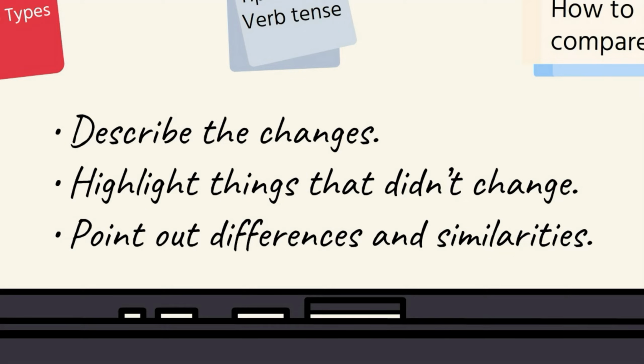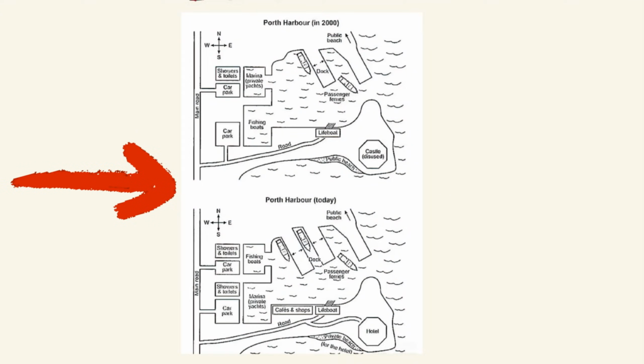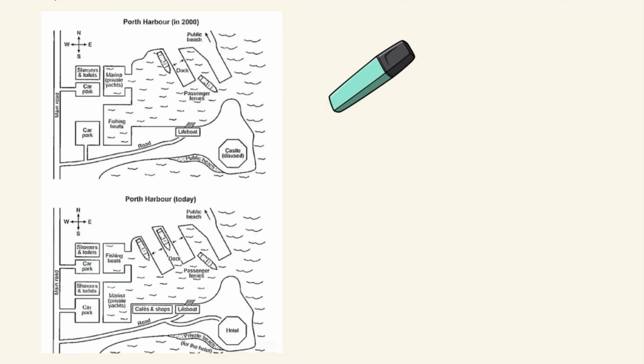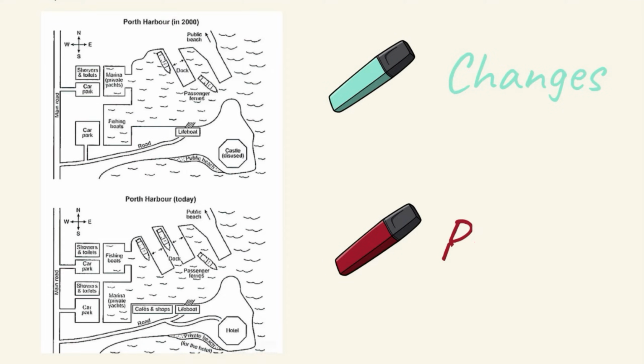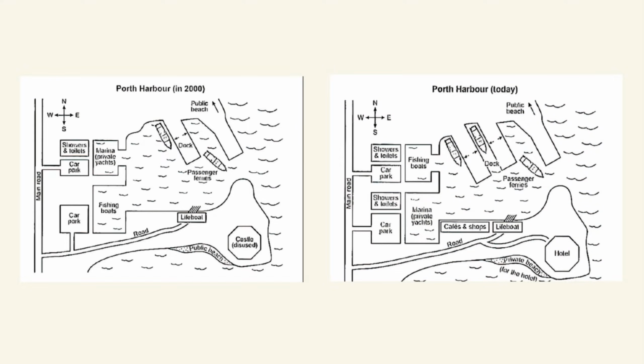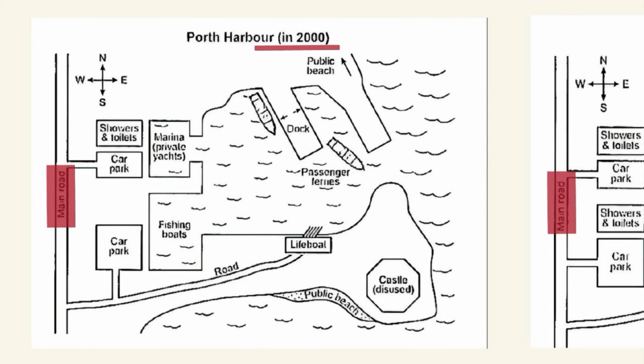Now let's check the map from west to east. I will mark the changes with one color and things that remain unchanged with another color, just to make it easier for you to see. Attention, in the real test, you only have one pencil. First, I will mark the time. Then, start from the main road. It's the same on both diagrams, so use a red pen to mark.